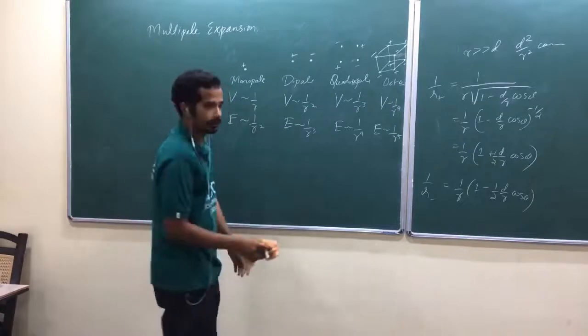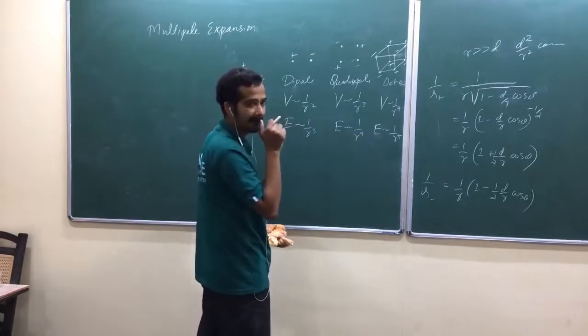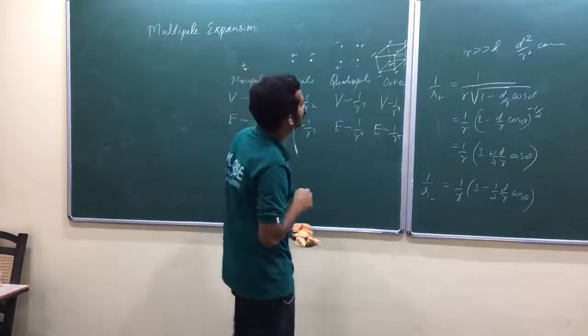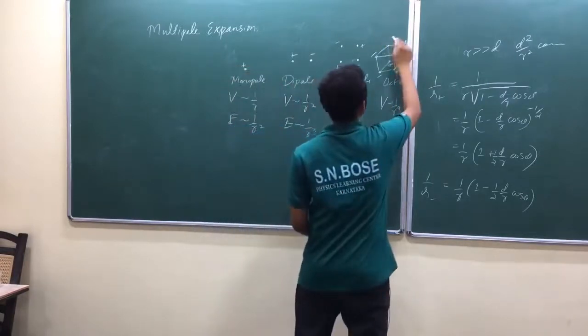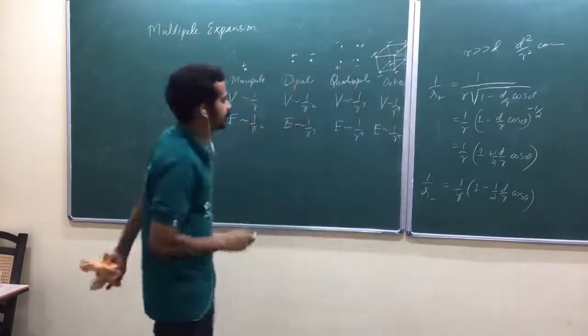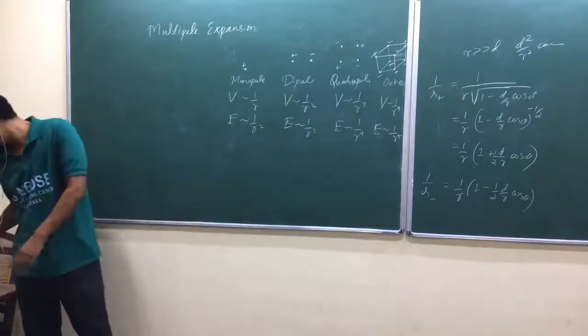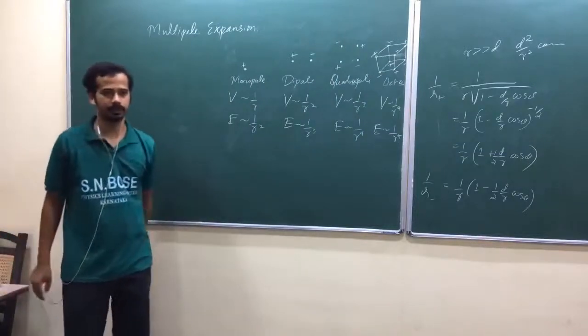Minus, plus, minus, plus, minus. Correct? Yeah. There should be alternation. In any manner, whatever you see, there should be alternation. That's correct.